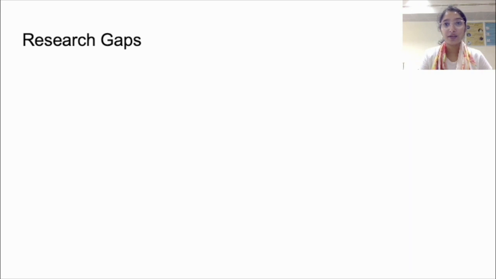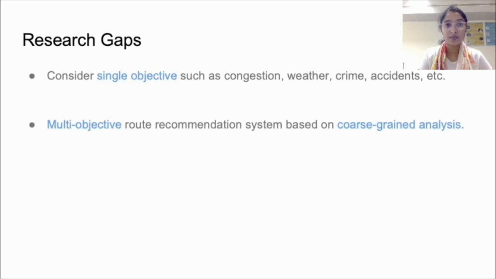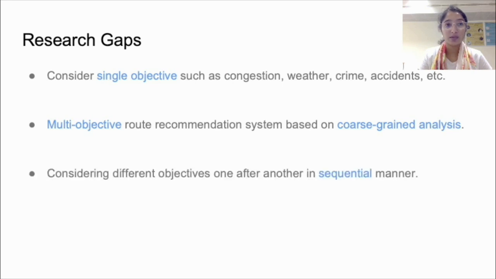Before moving further, I would like to provide some limitations of existing risk-aware route recommendation systems. First, most of the systems take care of a single objective only, like only weather, crime or accident, whereas in our case we are considering multiple objectives at a time. In some literature, we have found that multi-objective route recommendation is also available, but their analysis is only coarse-grained, whereas in our case, we are providing routes on the basis of particular road segments.